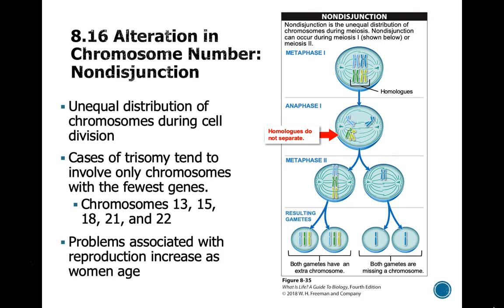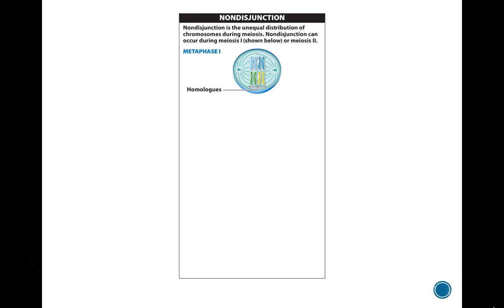Generally, this problem occurs in the egg, although it could occur in the sperm, but generally it occurs in the egg, and it occurs with an increased frequency as women get older. This has to do with how the process of meiosis actually occurs in females. Basically, it's arrested for a while and then starts back up during puberty. So the important thing here is the understanding of nondisjunction and the fact that it is an unequal distribution of chromosomes. So let's look at how this happens.